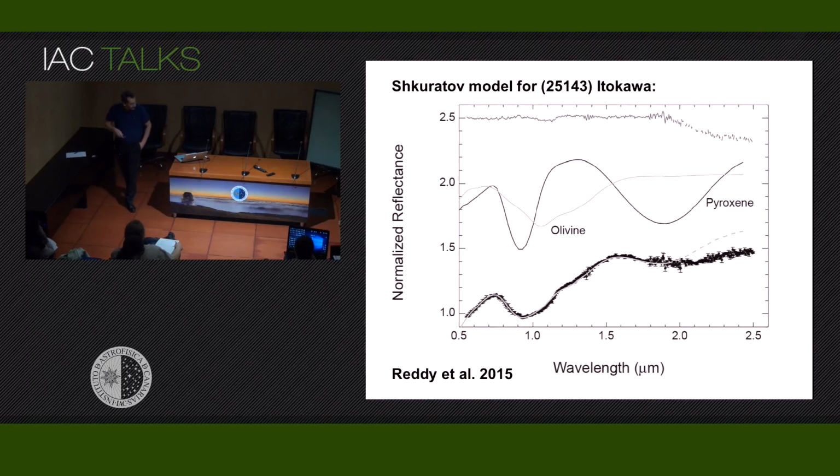Okay, and there's a Shkuratov model fit to the Itokawa spectrum, and it's quite nice. Except here there was a particular reason why it is not working, and maybe it had to do with the optical constant precisely, so we should not blame the model for this discrepancy so much.